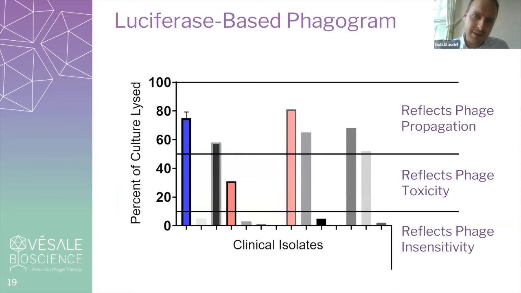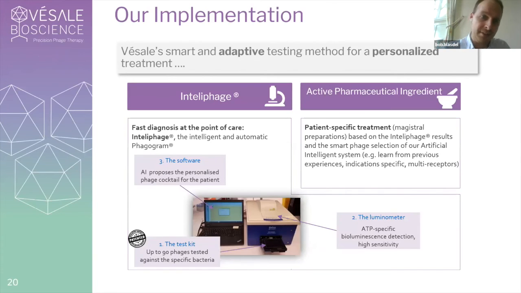By showing in our assay what percentage of the culture is lysed as a result of phage-mediated activity, we can divide different clinical isolates into 3 different categories, reflecting true phage propagation, phage toxicity, and just an insensitivity to phage, which consistently agrees with the reference methods. And so, yeah, this is what the robot looks like. It's about the size of 2 toasters, and works quickly and can be implemented anywhere an antibiogram is implemented, allowing it to be accessible really to patients at scale.